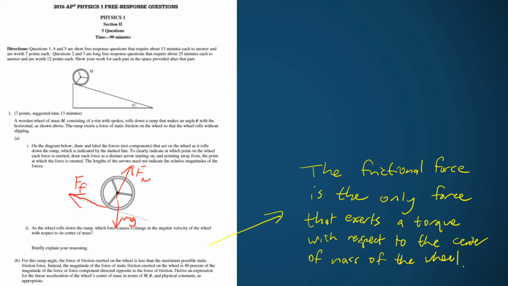Wow, okay. For this ramp, so basically if we just write the formula, then it's ma is equal to mg sine theta minus friction.